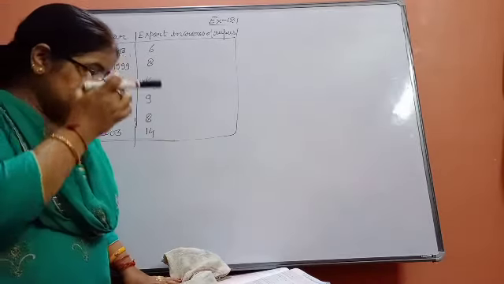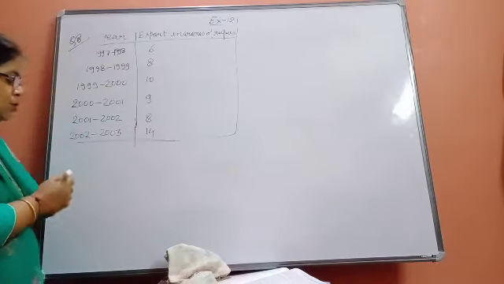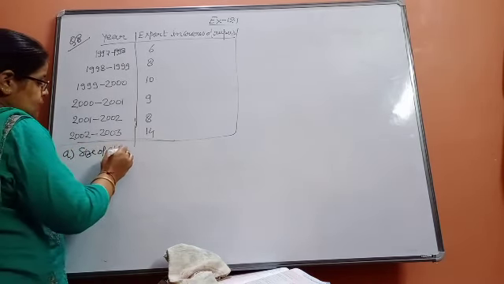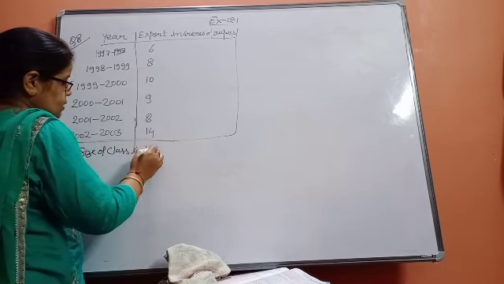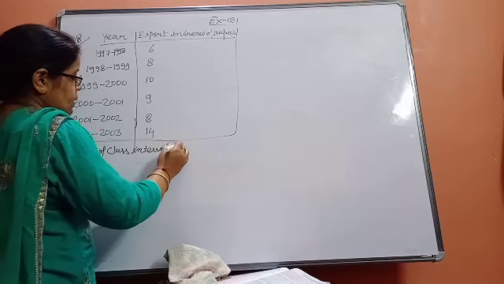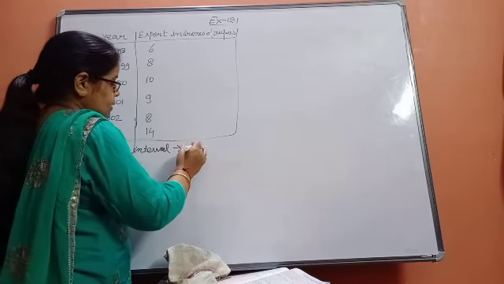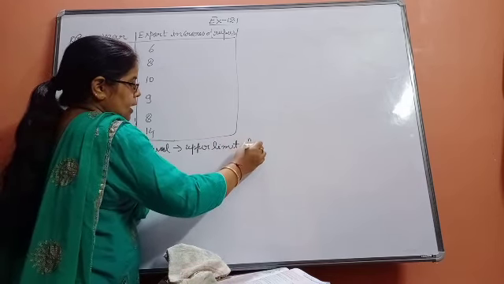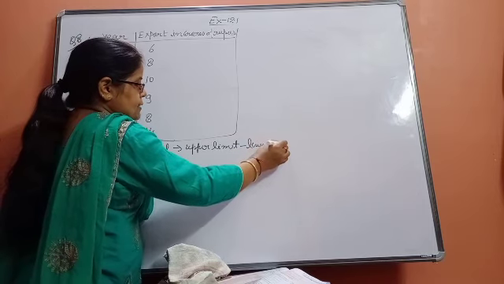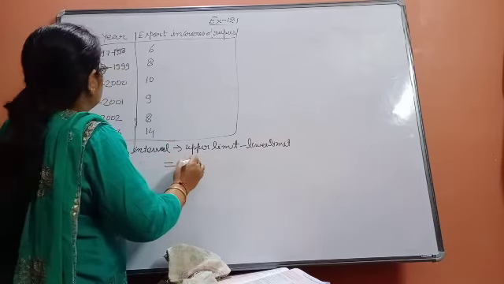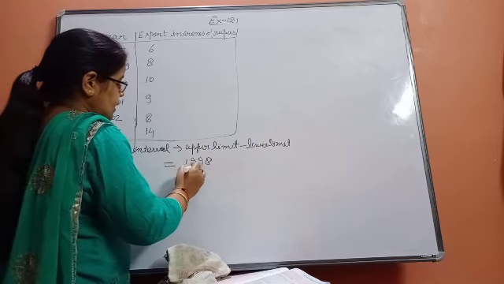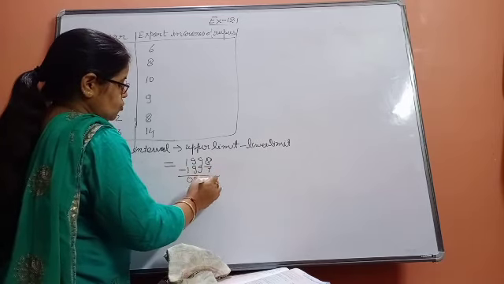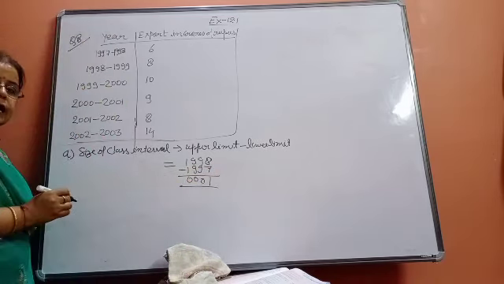Now see, what is the size of the class interval? A part is the size of the class interval. I taught you how we calculate the class size: upper limit minus lower limit is known as the class size. So the upper limit, beta, is 1998 minus 1997. So 8 minus 7 is 1. So what is your class size? Class size is 1, beta.